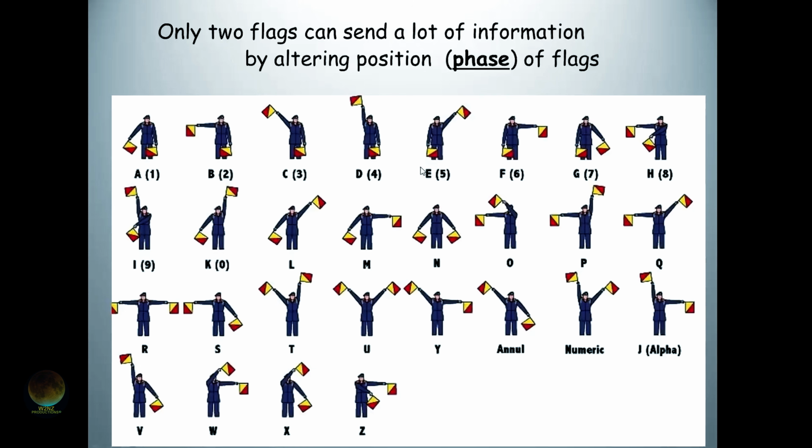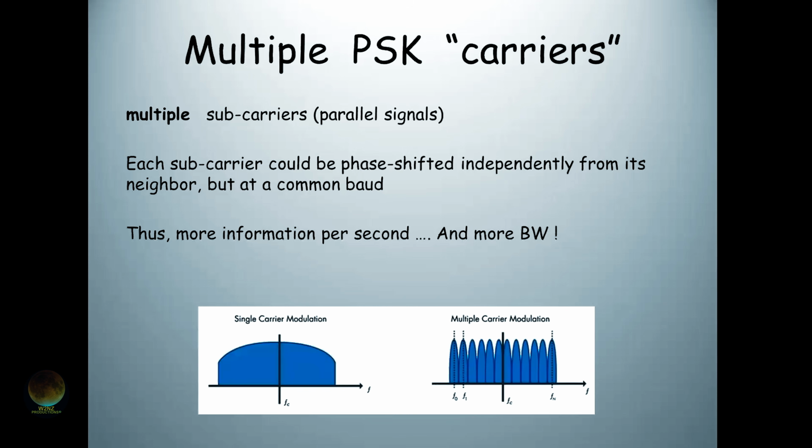I came up with this. Okay, C phase. I've got 2 flags, right? I only have 2 flags, but look at all the information I can send by doing what? Just moving the flags to a different phase, a different position. So if someone says, I don't get how PSK 31 works, I'd start with this. Here's how this works, you know, the semaphore thing. So with 2 flags, I can send different letters, numbers. So I'm altering what? The position. That's the phase. So 1 phase shift carrier.